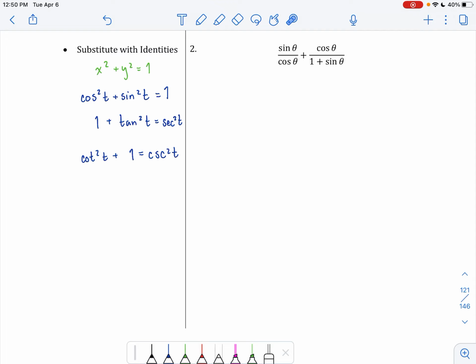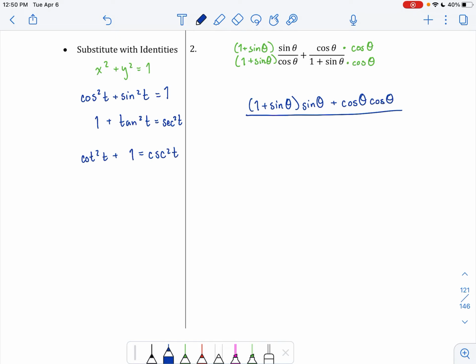When we're adding fractions, that just means we need a common denominator. Now, the easiest common denominator is just to multiply them both by the other denominator. So 1 plus sine on the first fraction, and then times cosine for the second fraction, so that you get our new fraction, 1 plus sine theta times sine theta plus cosine theta all over cosine theta times 1 plus sine theta.